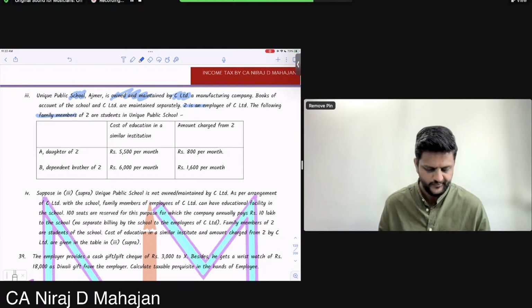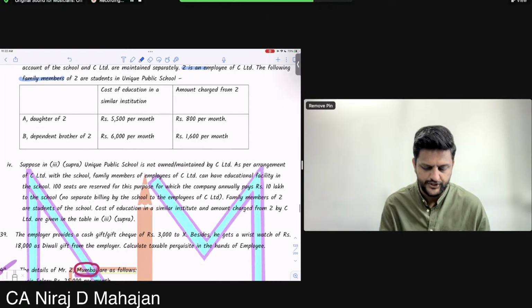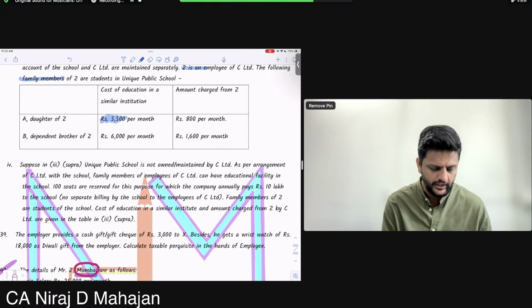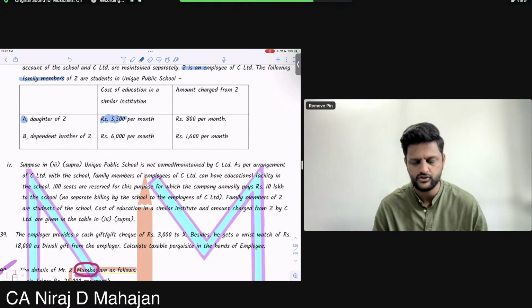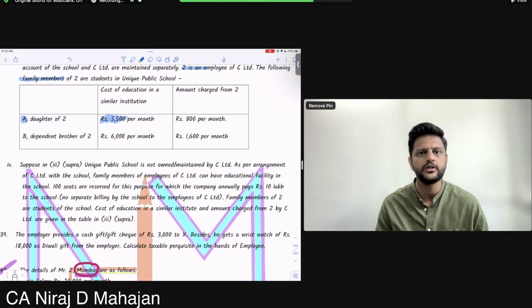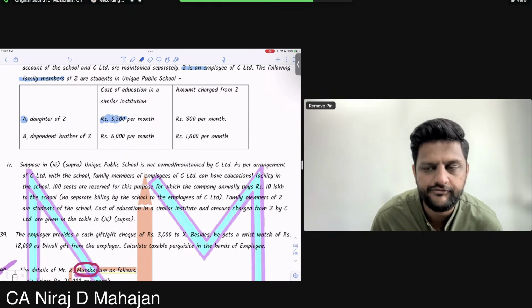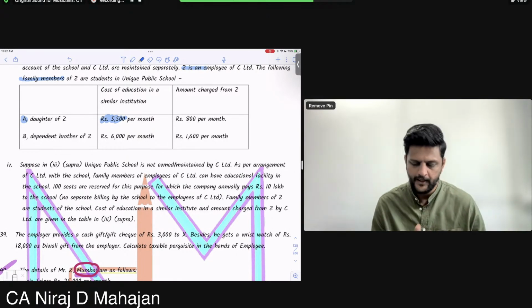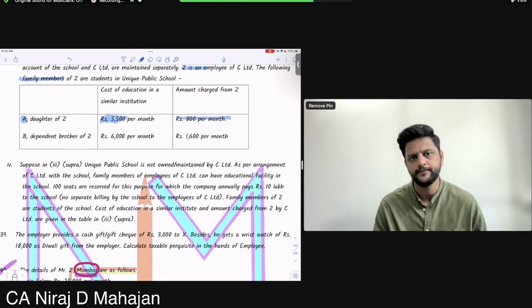Check the cost of education in a similar institute, FMV, fair market value. A, who is the daughter of Z, is in that school. Her actual cost at fair market value is 5,500, but charged by the employer only 800.